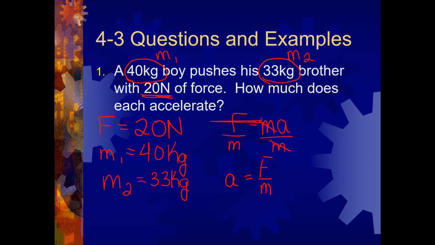So if we want to get the acceleration of mass 1, we're going to divide 20 newtons by 40 kilograms, and that'll give us 0.5 meters per second squared. To get mass 2, 20 newtons divided by 33 kilograms to get 0.6 meters per second squared.